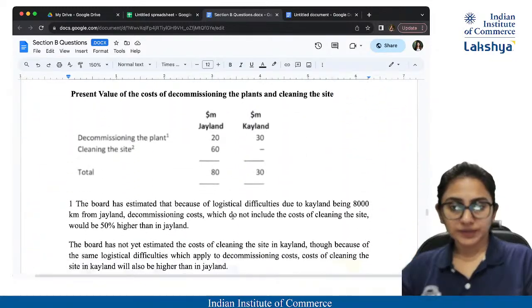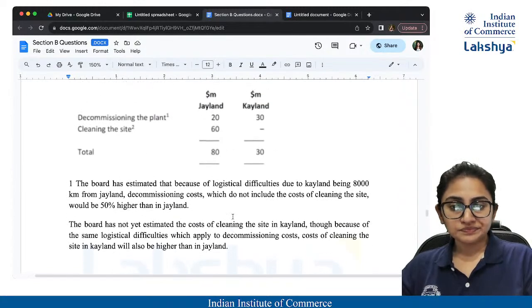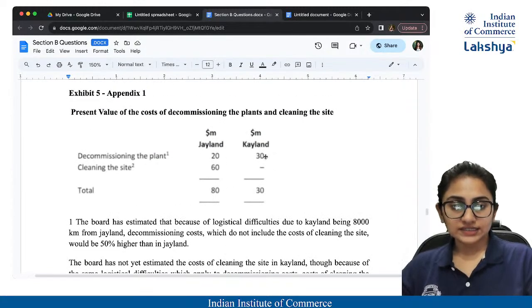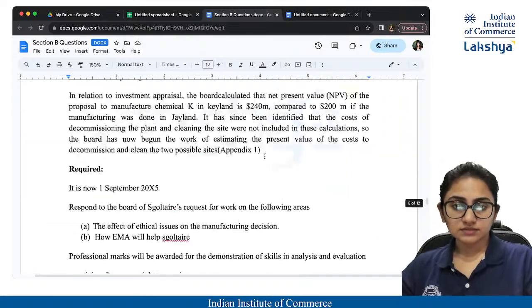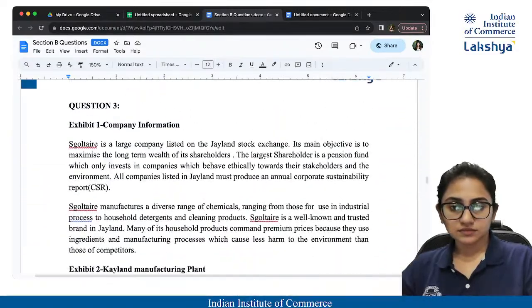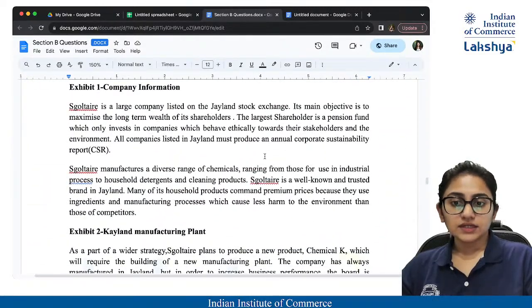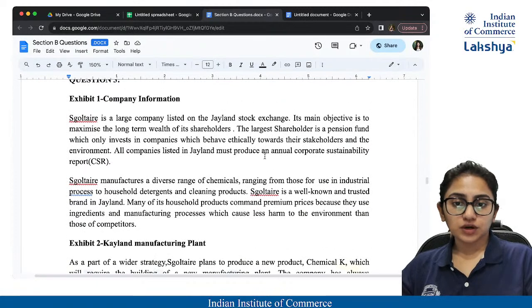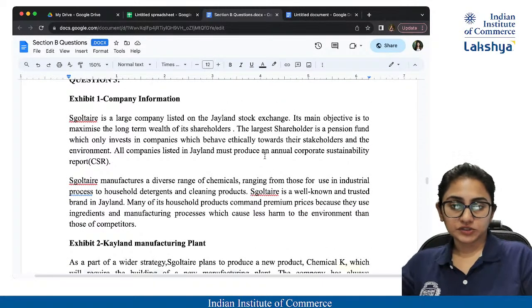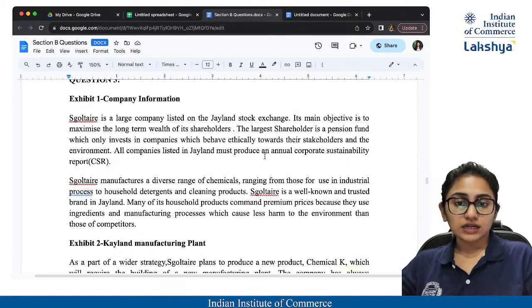Professional marks will be awarded, so 5 marks are professional. And this is your appendix, J-land and K-land. Altair is a large company. This is exhibit 1, company information. Altair is a large company listed on the J-land stock exchange.